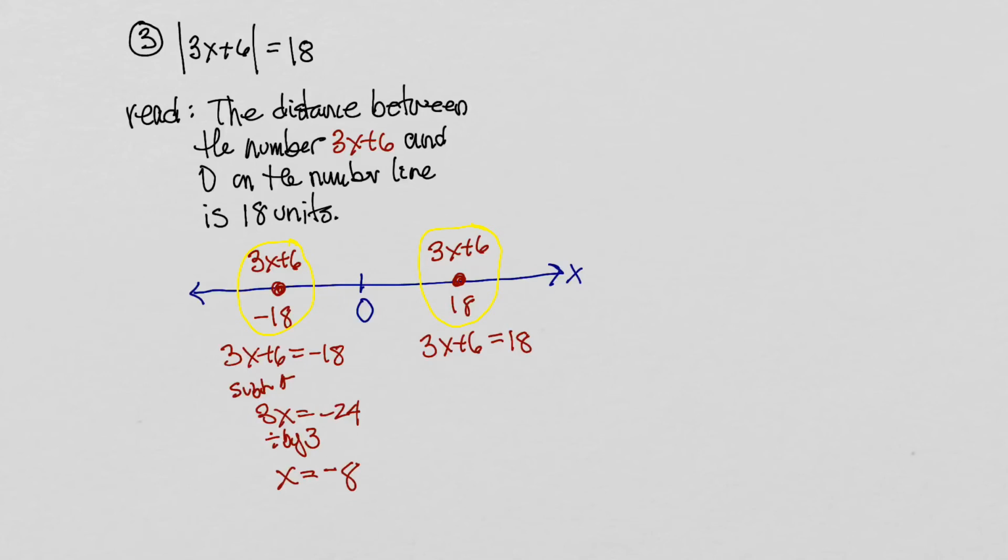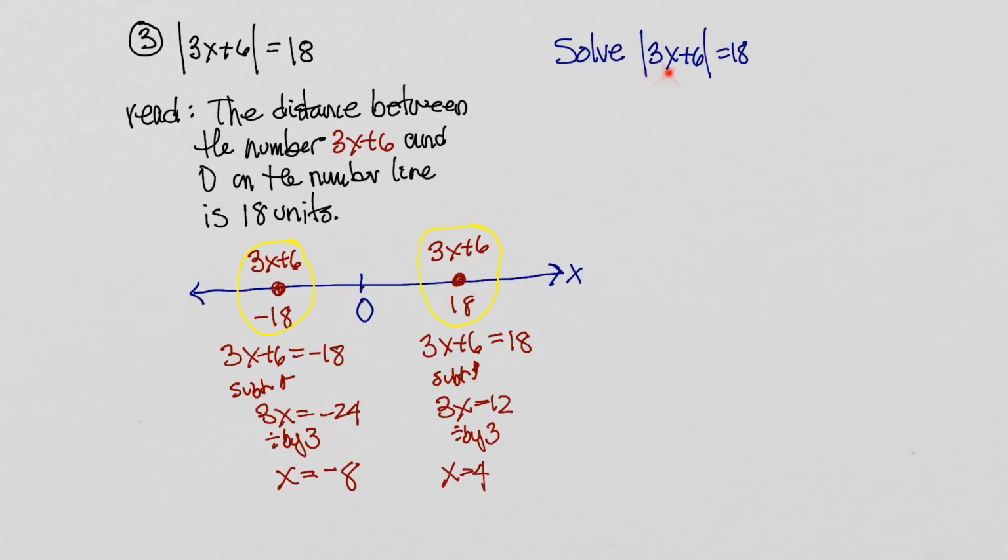And then over here on the right, let's solve this. What we're going to do is subtract 6, just as we did before. So we'll subtract that 6. This will give us 3x equals, but now 18 minus 6 is 12. And then again, we'll divide by 3, and that'll give us that x is equal to 4.